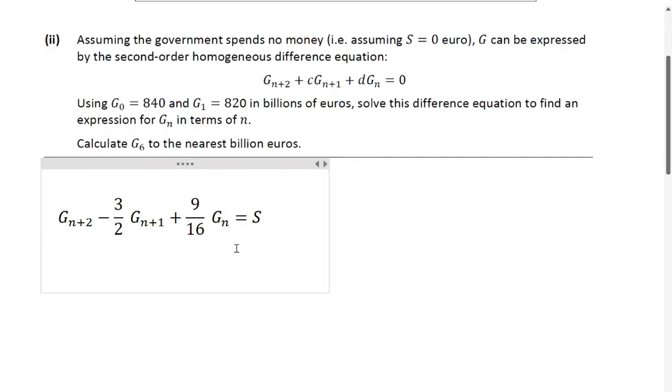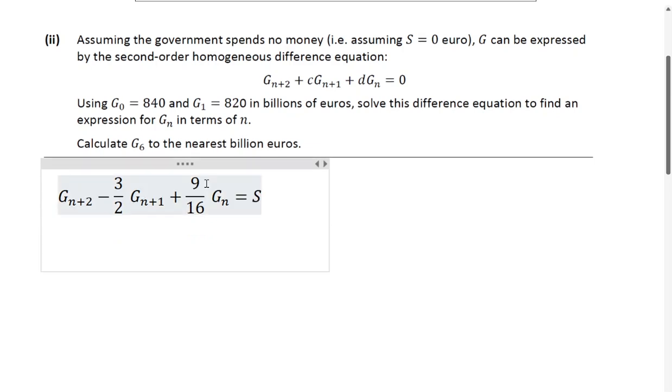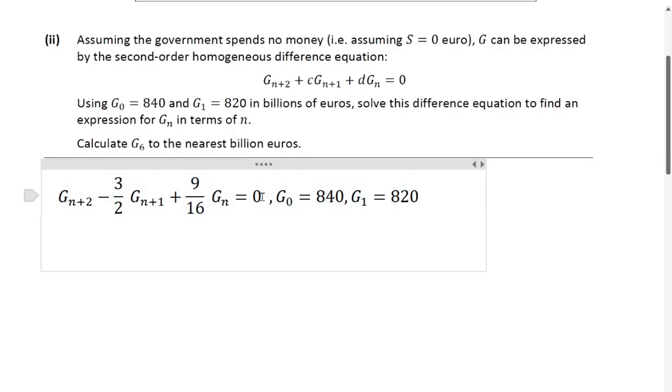So hopefully you'll spot the similarities and be able to cope with the differences. So we know this. The question says, if this thing equals 0 and G0 equals 840 and G1 equals 820, solve this difference equation and then calculate G6.